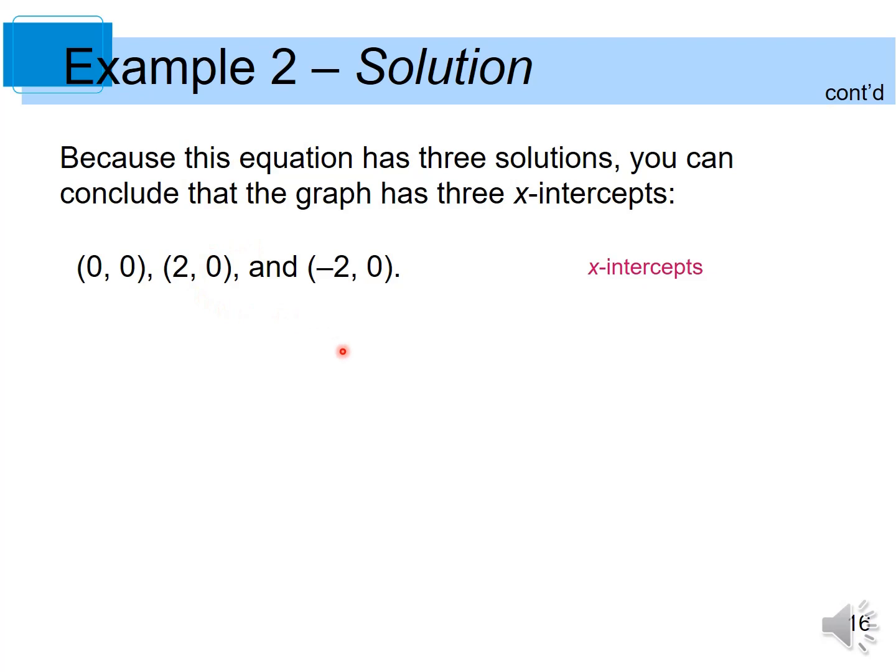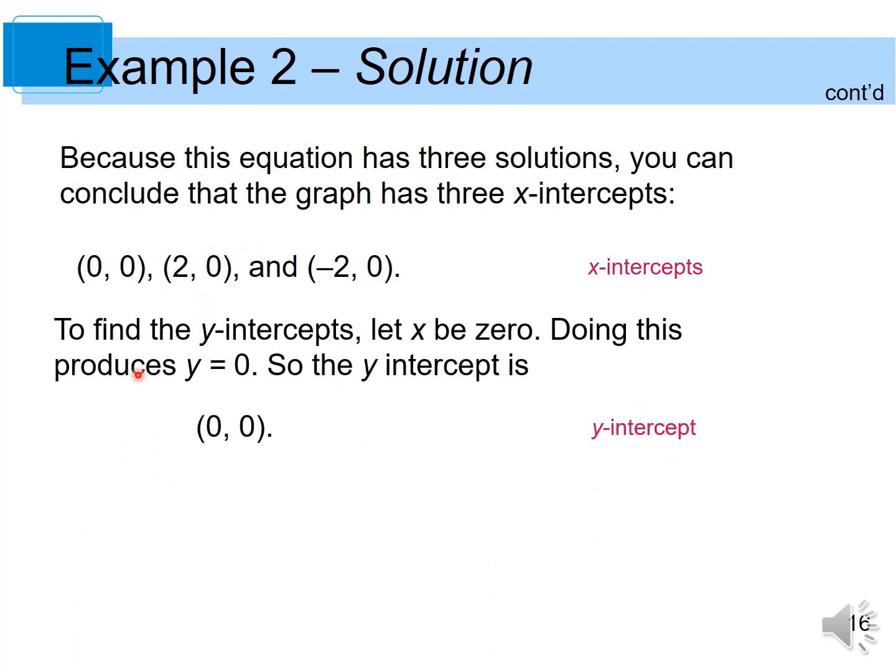The next question. To find the y-intercept, let x equal to 0. So when you let x equal to 0, your y equals 0. So this is a y-intercept. So this point represents y-intercept. So meaning that this curve has 3 x-intercepts and 1 y-intercept.